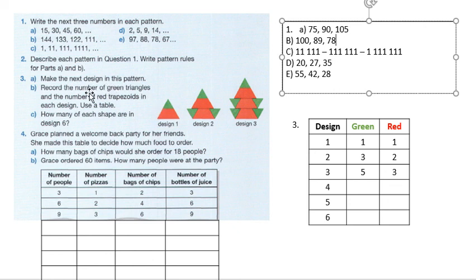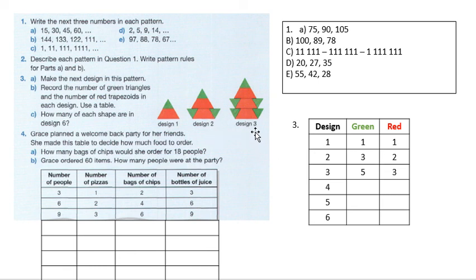Number 3, make the next design in this pattern. So the next design in this pattern I'm going to show on the next page. On this side of the page over here, I've written the patterns as they are right now. So here's design 1, and that corresponds here, design 1, design 2, and design 3. And I counted each polygon. So in our first design right here, I have 1 green and 1 red. So that's why it's indicated 1 and 1. For our next design, I have 1, 2, 3 green and 1, 2 red. And that's where this comes in.